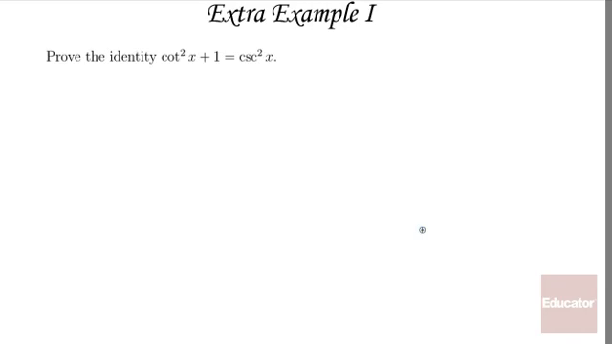Okay, we're talking about the trigonometric identities, in particular the Pythagorean identities for tangent and cotangent of theta, and secant and cosecant. And here we're being asked to prove the identity cotangent squared plus 1 is equal to cosecant squared. And so the trick there is to remember the original Pythagorean identity. So let me write that down to start with.